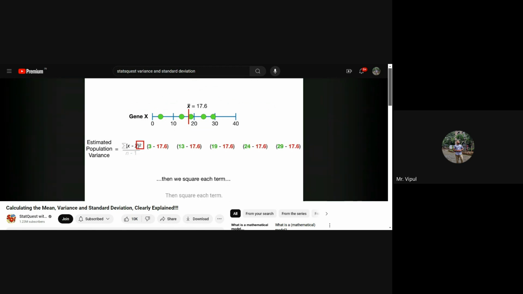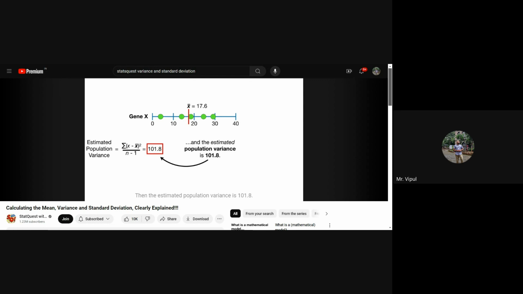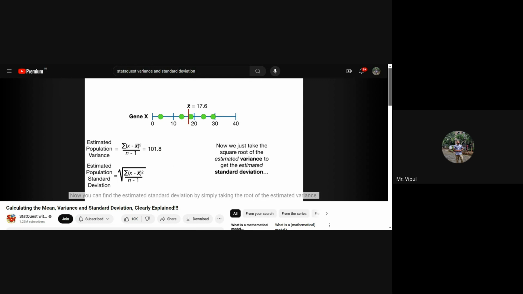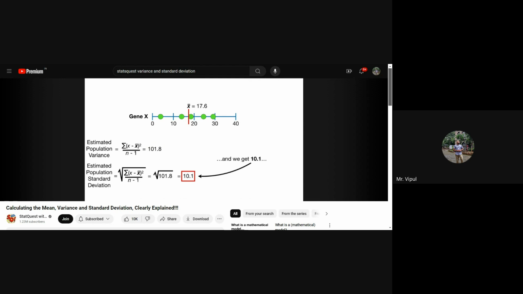Then we square each term. Then we add up each term. But now we divide by n minus 1. And the estimated population variance is 101.8. Now we just take the square root of the estimated variance to get the estimated standard deviation. And we get 10.1. And we can draw the mean plus and minus the standard deviation on the graph.